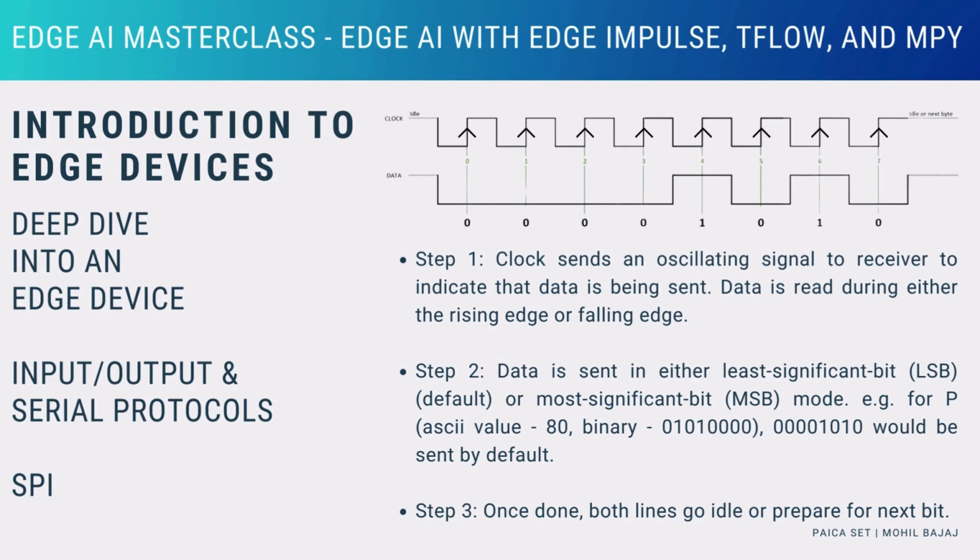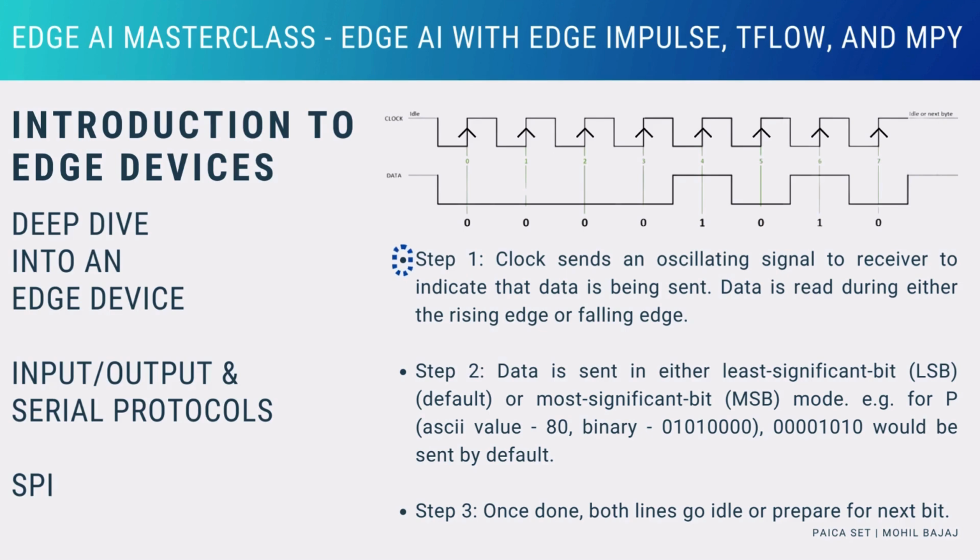In this diagram, the upper line is the clock line and the one below is the data line. The arrowheads on the clock line denote that the data mode is rising, that is, the data will be sent on the data line when the clock signal moves from low to high. During idle time, both the lines are in high state.